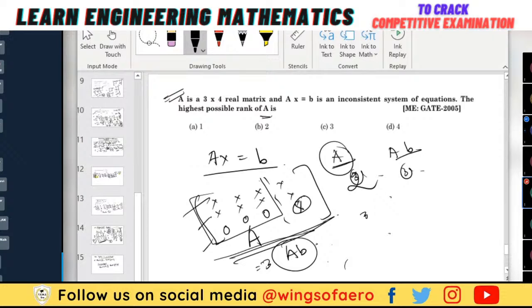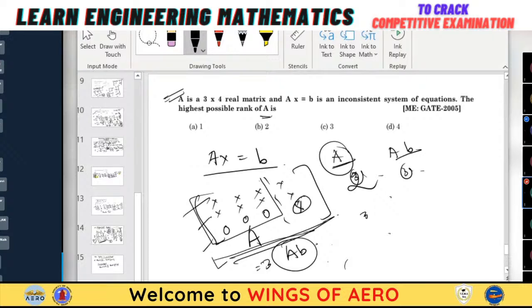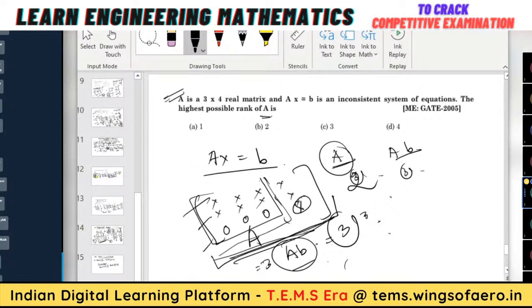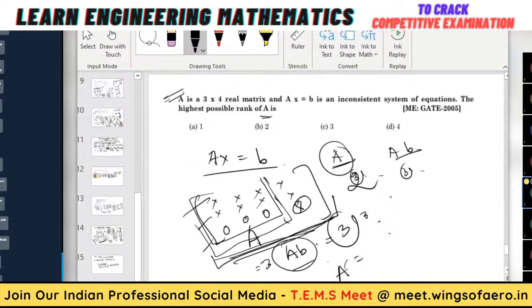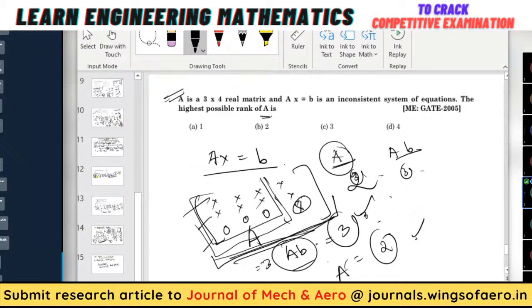The highest is 3, sir. Highest is 3. That is the AB rank. Okay. Augmented matrix rank is 3. And what is the rank of A now? Now A is 2, sir. Exactly. So in this case, rank of AB and rank of A is not equal. Not equal. We can say the system is inconsistent.